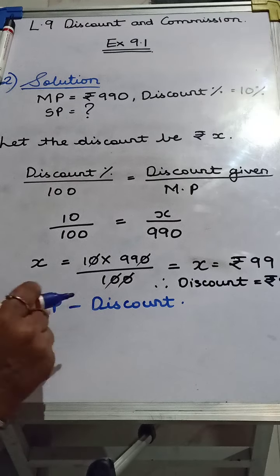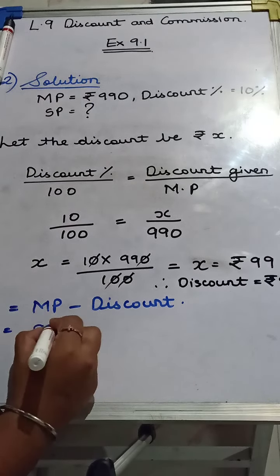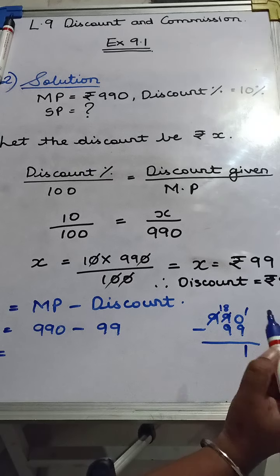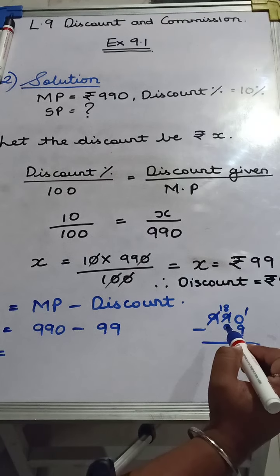Okay, MP is how much? 990. How much is the discount that we found just now? It is 99. So now in the rough column you can just minus this. 0 minus 9 is not possible, so we'll cancel 8. 10 minus 9 is 1. 8 minus 9 is again not possible, so we are going to cancel 9 and we are going to take 1 here. So 18 minus 9 gives you 9, because 18 minus 9 is 9.